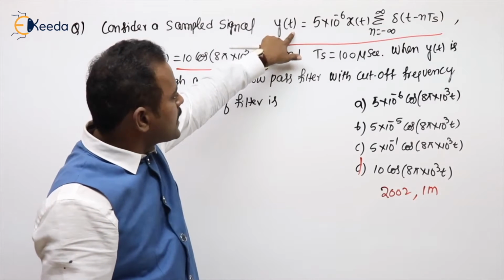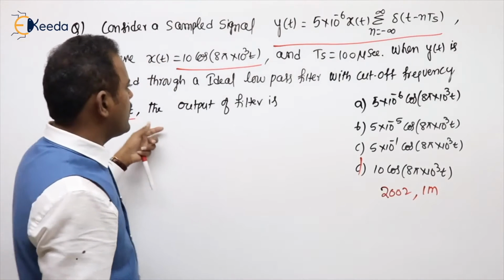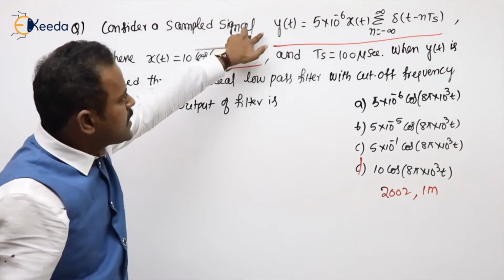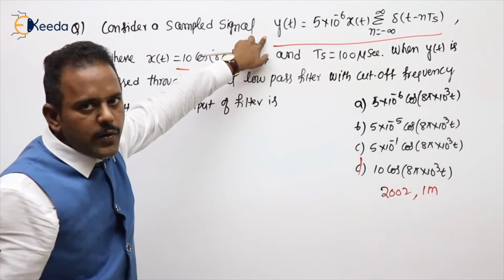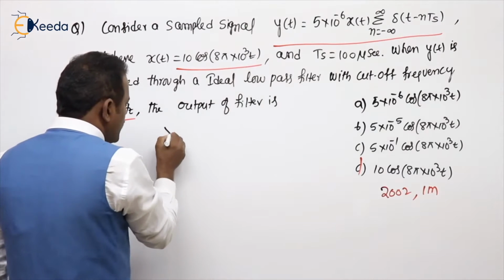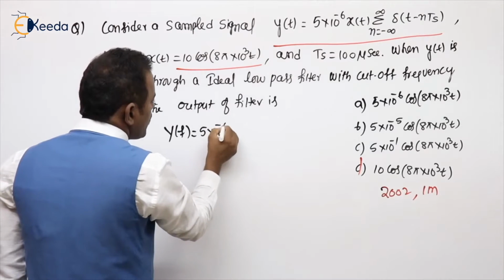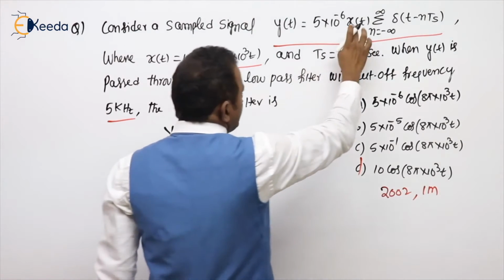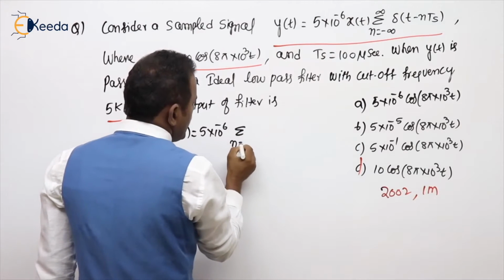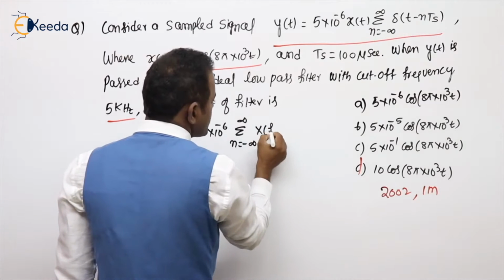So this sampled signal is passing through a low pass filter. The cutoff frequency is 5 kHz, as given. What is the output? This is the y of t given. So first calculate y of f, then you will get more clarity. Then what is y of f equal to? That is 5 into 10 power minus 6 outside. The summation, being a constant, we can also write outside, summation n from minus infinity to plus infinity. Let's take X of f.